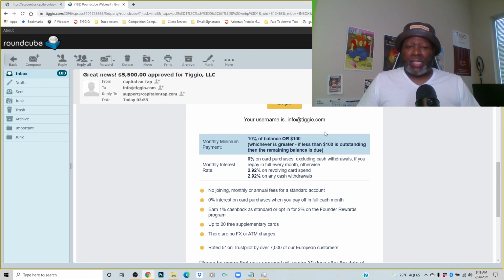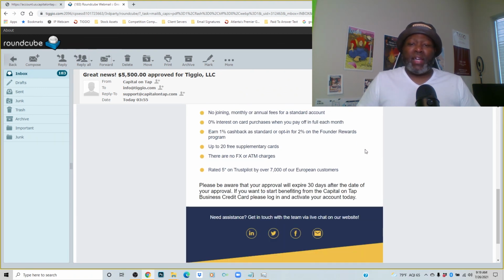0% on card purchases, excluding cash withdrawals, if you are paying in full every month. Otherwise, 2.92% on revolving credit card spend, 2.92% on cash withdrawals. No joining, monthly or annual fees for a standard account. Zero interest on card purchases when you pay off in full each month. Earn 1% cash back as standard, and there are no FX or ATM charges. All right. Excuse me.